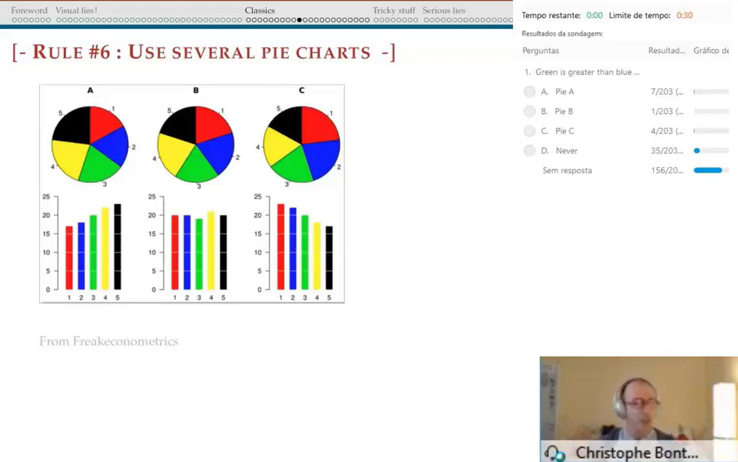And here, a legitimate question is the one I asked you. You cannot answer, so it means the graphic is badly designed. While here, I ask exactly the same question, and you immediately see, oh, it's only here that green is greater than blue. Immediately. So the visual test is very powerful there. It's very bad here.